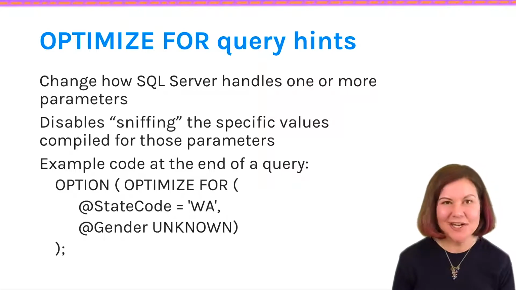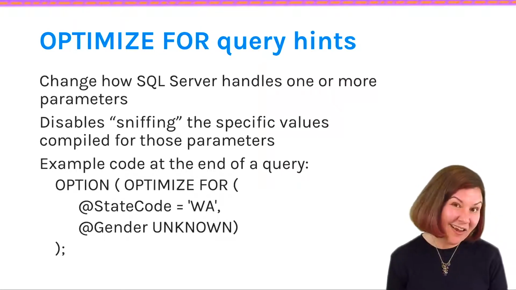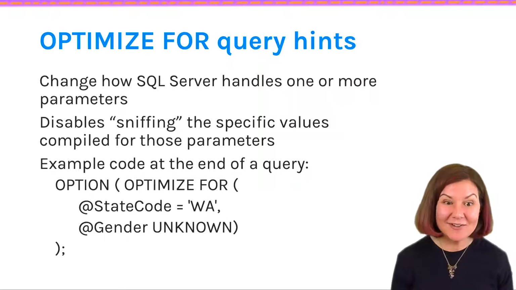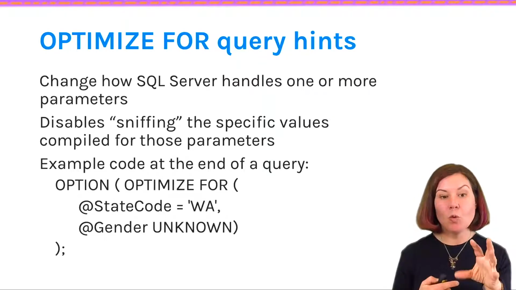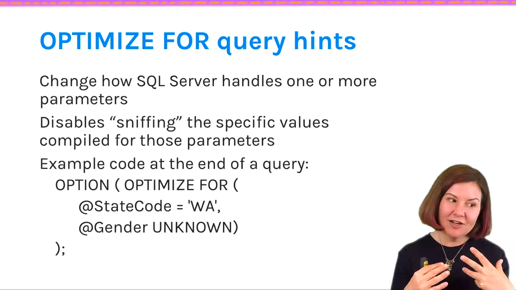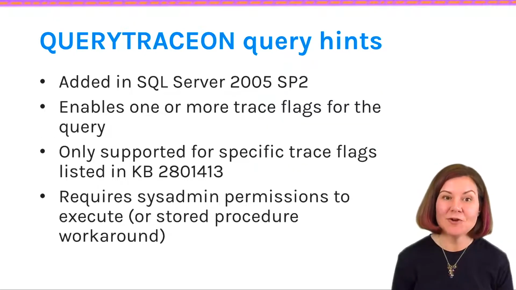If data changes and the plan that I get for this turns out to start to be slow, then I'm telling it to sniff specific values, or in the case of gender, use the density vector since I'm saying unknown. But I'm gambling if I use this that the values I'm telling it to optimize for will be good in the future. Those are the optimize for query hints.